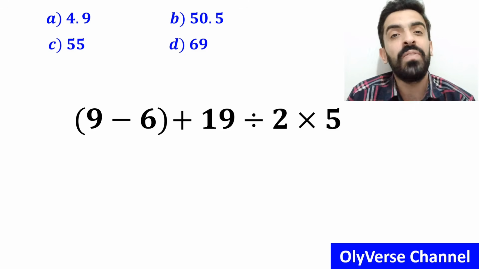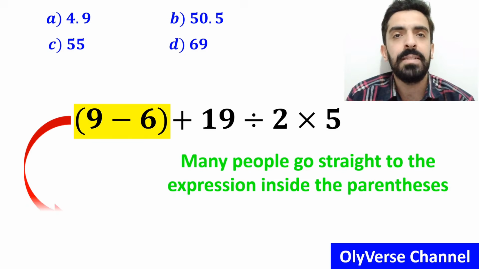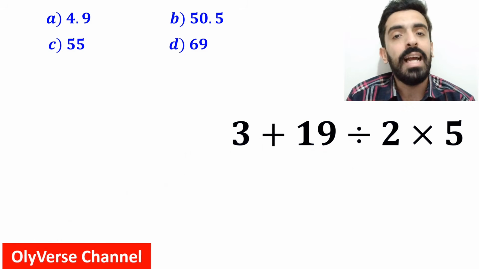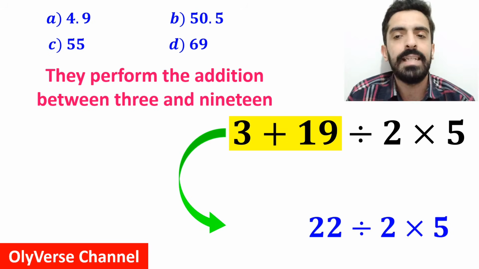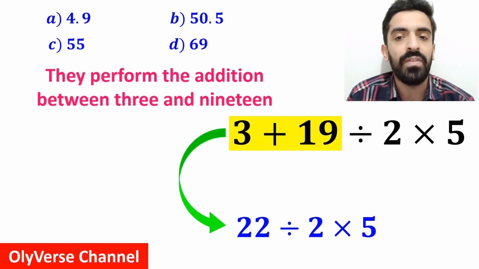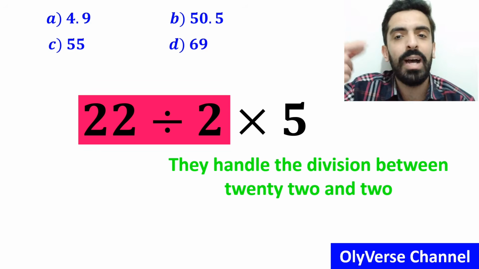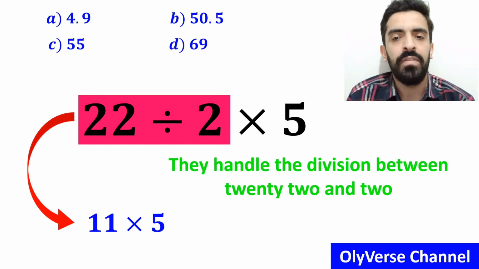In the first step of solving this question, many people go straight to the expression inside the parentheses and simplify the whole expression to 3 + 19 ÷ 2 × 5. In the next step, they perform the addition between 3 and 19 and simplify this expression to 22 ÷ 2 × 5. And in the final step, they handle the division between 22 and 2 and write this expression as 11 × 5, which eventually gives them the answer 55.